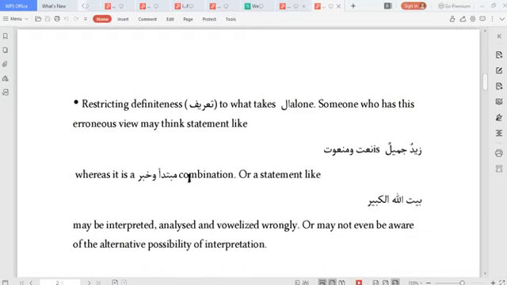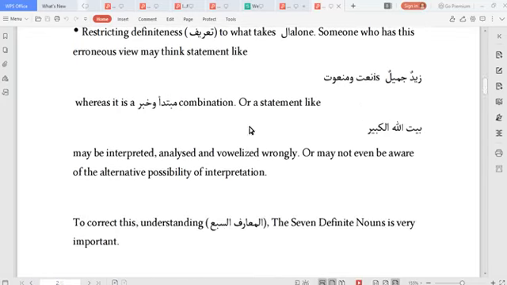Whereas Zaidun Jamil is a mubtada and khabar combination, it is not a na'at and man'ut. Do we get now? Or when somebody says a statement like Baytullahi Kabir, this can be Baytullahi al-Kabiru. It can also be what? Baytullahi al-Kabiri. Both of them can be correct. So a statement like Baytullahi Kabir may be interpreted, analyzed, and visualized wrongly, or the person may not be aware of the alternative possibilities of interpretation. That means it can also be correct to say Baytullahi al-Kabiri.